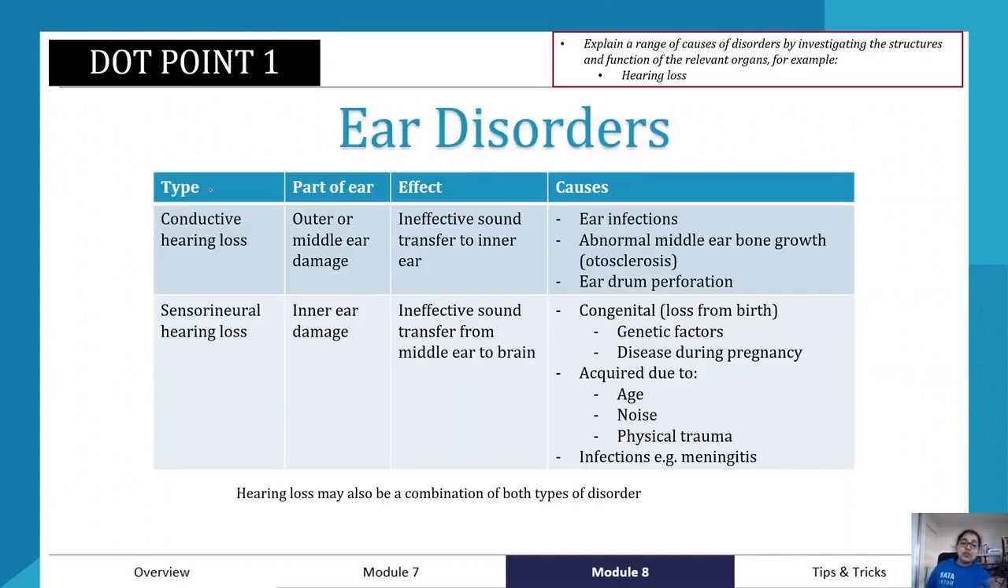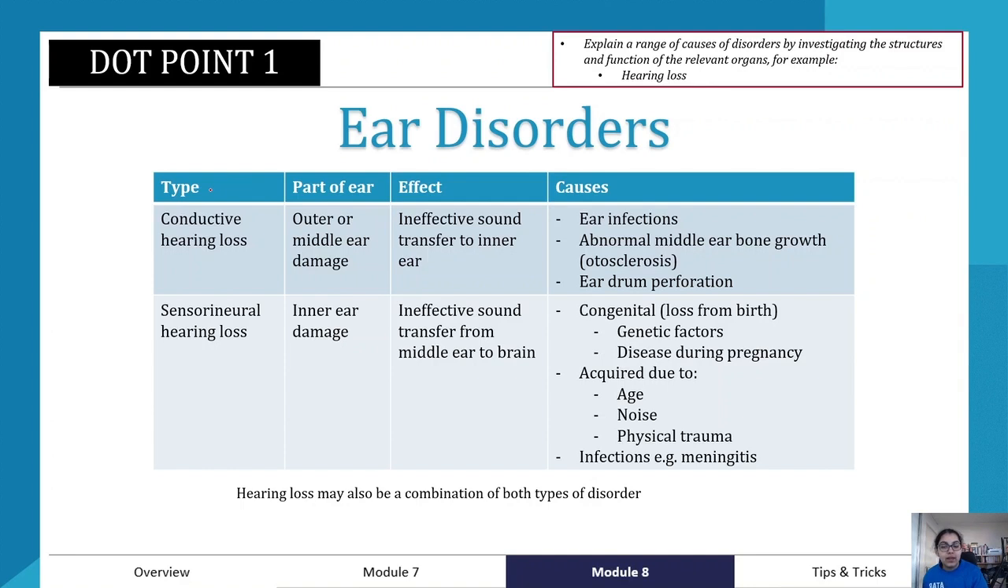So, ear disorders. There are two types. There is conductive hearing loss, which is when there is damage to the outer or middle ear, and the effect is ineffective sound transfer to the inner ear. It's really important that you remember what part of the ear the hearing loss is in. If it's the outer ear, that means the sound's just not going all the way through, but the inner ear is intact, right? Causes are ear infection, abnormal middle ear bone growth, so osteosclerosis, and eardrum perforation.